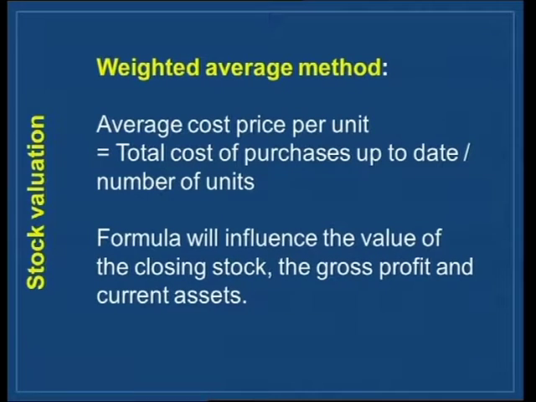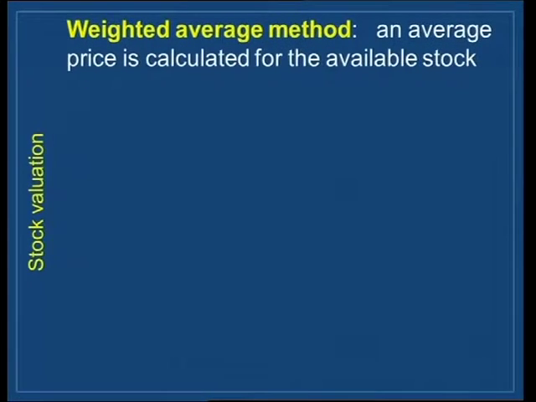For weighted average, we calculate the average cost price per unit by saying it's the total cost of purchases up to date divided by the number of units purchased up to date. And this formula will obviously influence the value of the closing stock, the gross profit, because it influences the cost of sales, and then also the value of your current assets, as stock is a current asset. So let's look at an example.